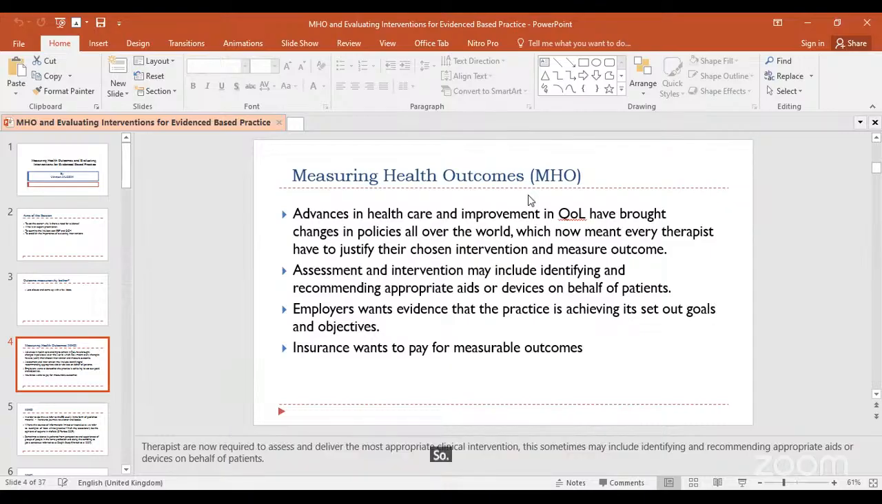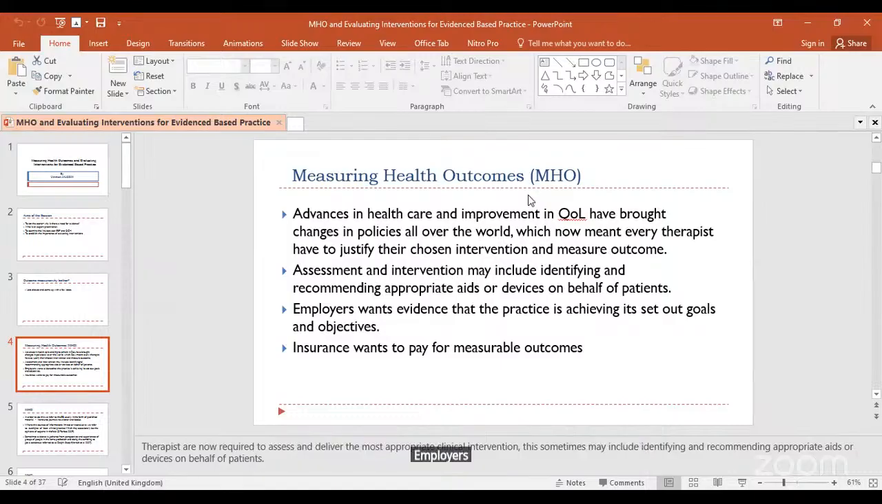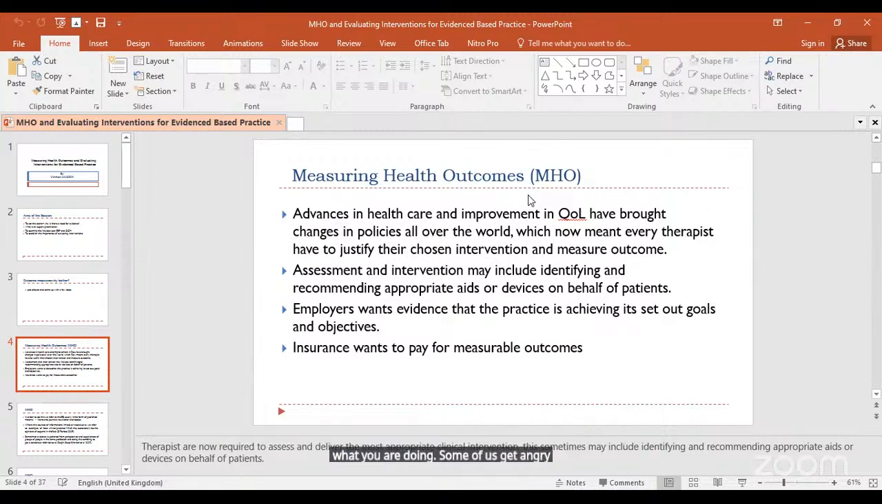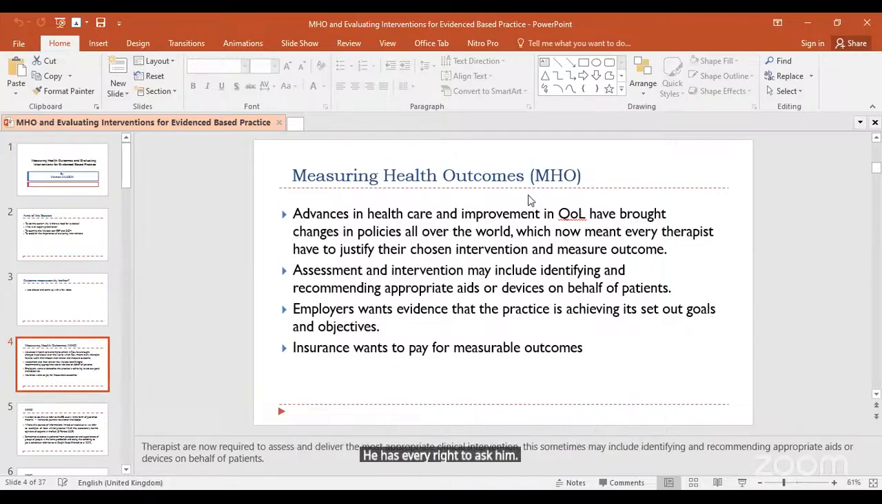So assessment and intervention may include identifying and recommending appropriate aids or devices on behalf of patients. Employers also need to get information. What is the evidence for what you are doing? A lot of us in our practice, we know what we do works. But when we face other professionals, let me say a medical doctor wants you to justify what you are doing, some of us get angry: why would you be asking me the benefit of a TENS machine? Is it his work? He has every right to ask you. We are all working in the same system.